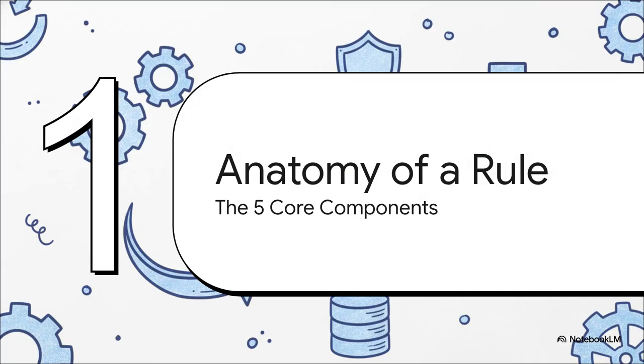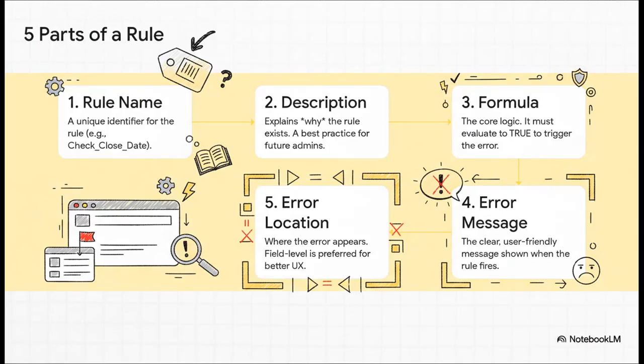Okay, so the logic is simple, right? But how do you actually build one of these things? Turns out every single rule is made up of 5 core pieces. So let's pop the hood and take a look at the anatomy of a rule to see how it all works. Here they are, the big 5.